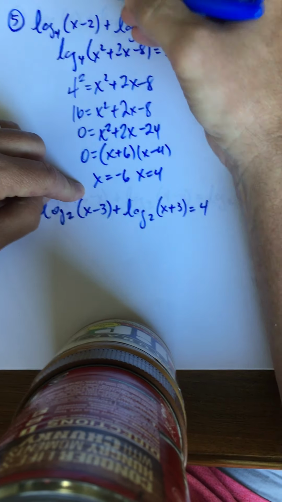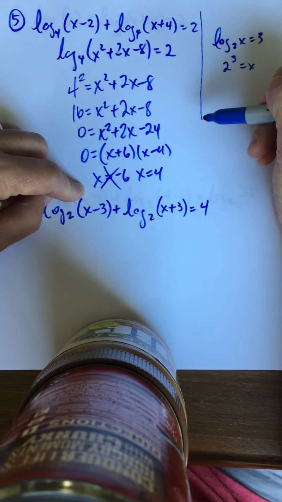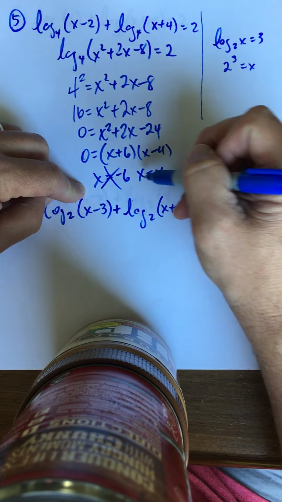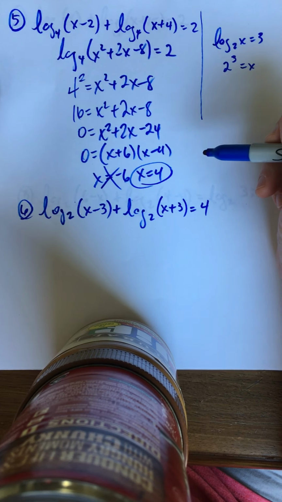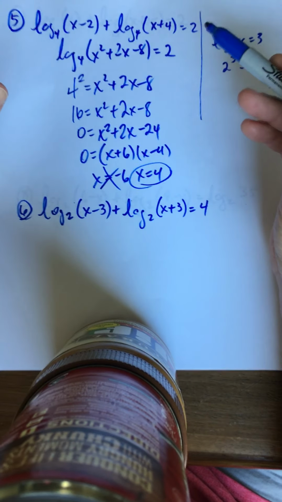Don't forget to check your answers. If I plug in -6, that's -6 minus 2. That's a -8. Can't have that. But if you plug in 4, 4 minus 2 is 2, 4 plus 4 is 8. Both those are positive, so that's good. All you're checking for is to make sure that it's not a negative or 0 inside the logarithm.